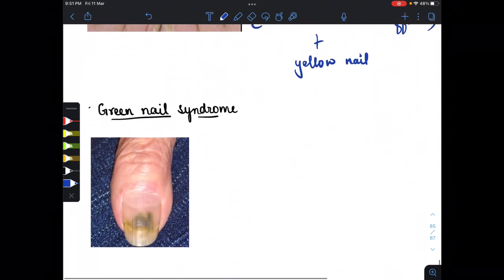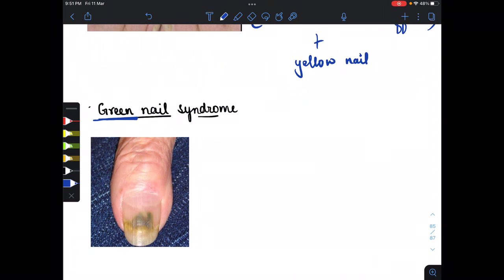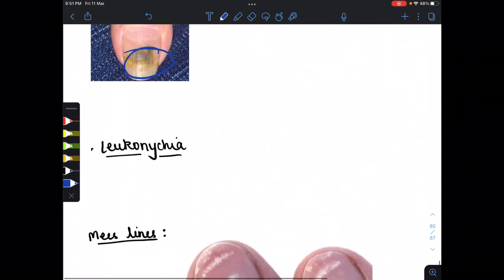Now the other chromonychia is green nail syndrome, in which we see green nails, and when we see green color, it means there is infection with Pseudomonas. So in Pseudomonas infection we see the green nails.